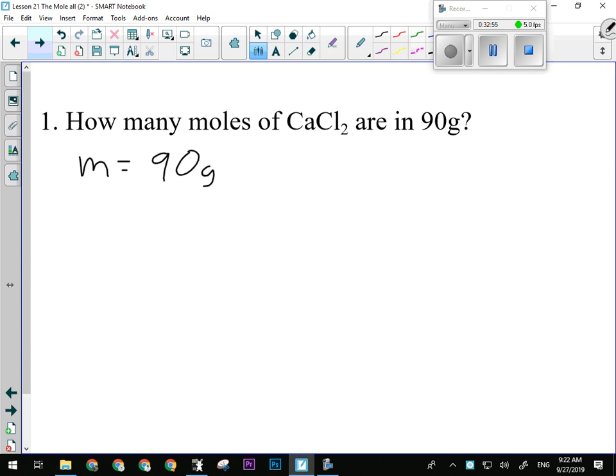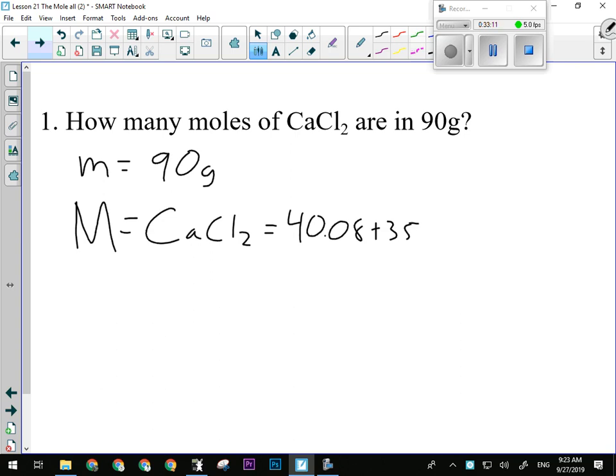90 grams. What does the formula CaCl2 help me get? Molar mass. Yeah, helps me get big M. Okay, so I've got calcium chloride, so that'll be 40.08 plus 35.45 times 2, which is 110.98.